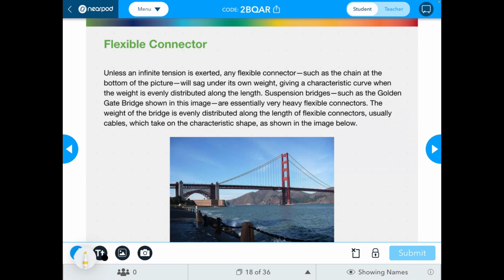Now, these flexible connectors are all over the place, so we can see them here with the Golden Gate Bridge, or any suspension bridge really. They have very heavy flexible connectors, which cause them to sag. So they don't have a straight line going from them, but they have that bit of a curve to them, and that is their characteristic shape.